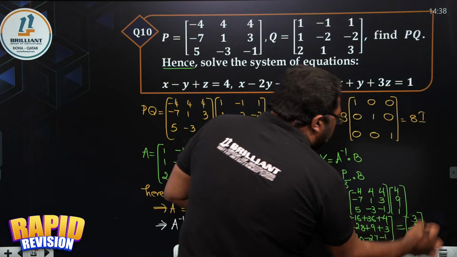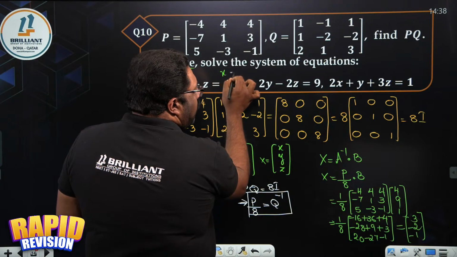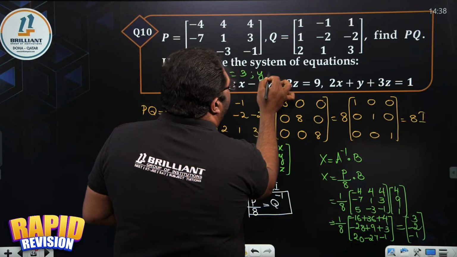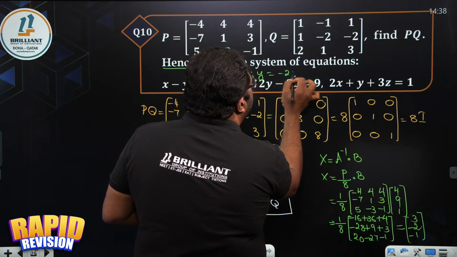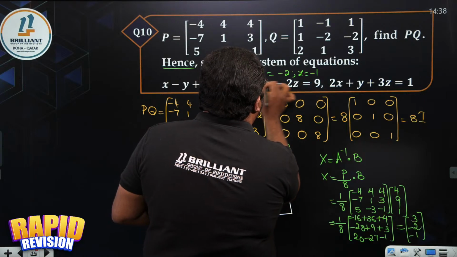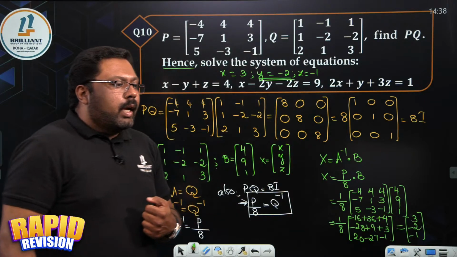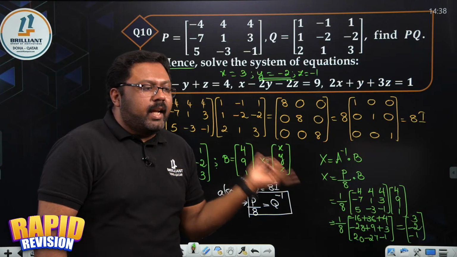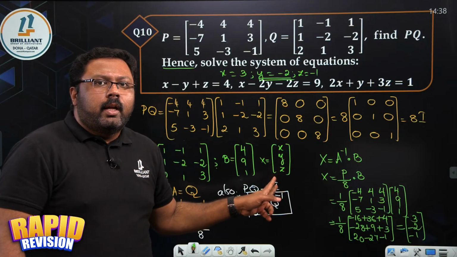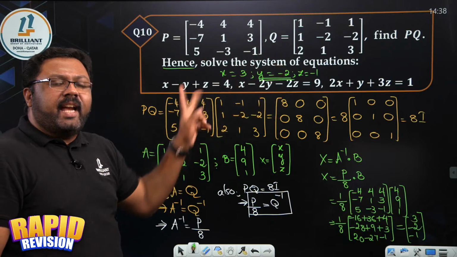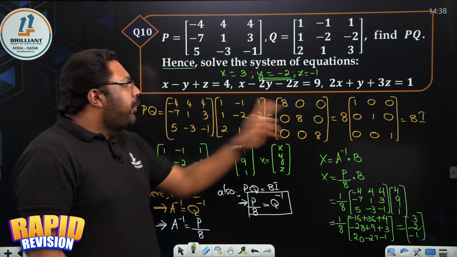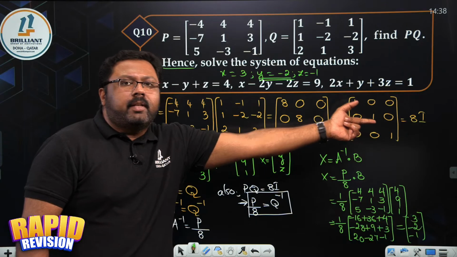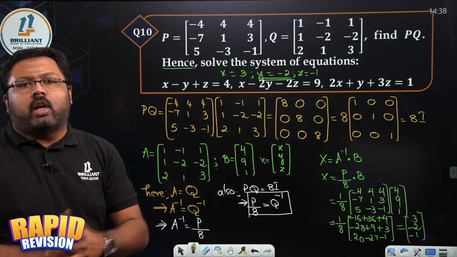So I got the values of x, y, z. X is equal to 3. Y is equal to minus 2. Z is equal to minus 1. This is the answer. I think everybody understood this idea. Yes or no? The product of two matrices and hence solving it. If you find the product, you always get an identity matrix, and hence use that product to solve it.